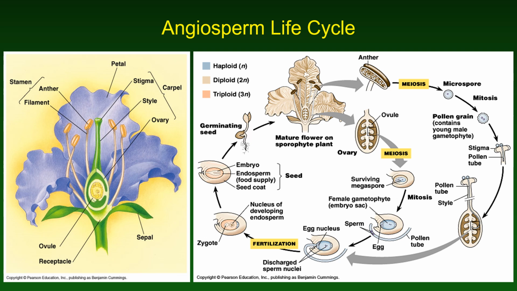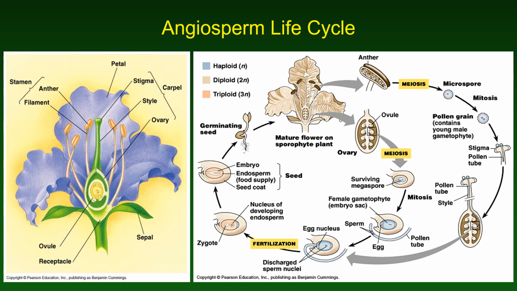Okay, let's put this all together and review the angiosperm life cycle. So we're starting here with a perfect flower. Again, perfect just refers to the fact that we have both male and female structures. Remember from the diagram on the left that the male structures are called stamens, and they consist of an anther attached to a filament. The female part is known as the carpel. There might just be one, or there might be several.